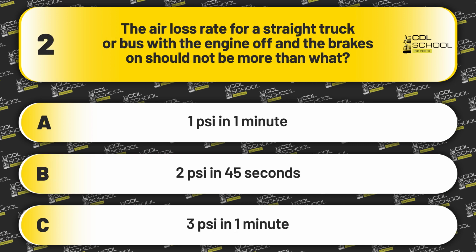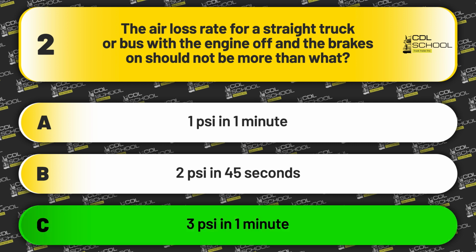The air loss rate for a straight truck or bus with the engine off and the brakes on should not be more than what? A. 1 psi in 1 minute. B. 2 psi in 45 seconds. Or C. 3 psi in 1 minute. The correct answer is, the air loss rate for a straight truck or bus with the engine off and the brakes on should not be more than 3 psi in 1 minute. So the correct answer is C. 3 psi in 1 minute.